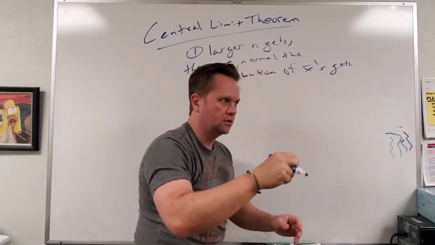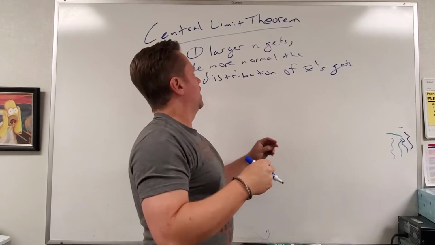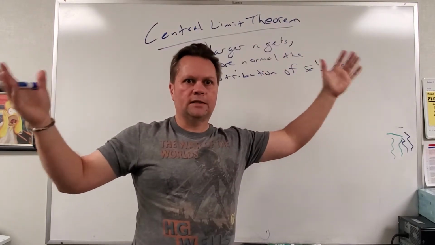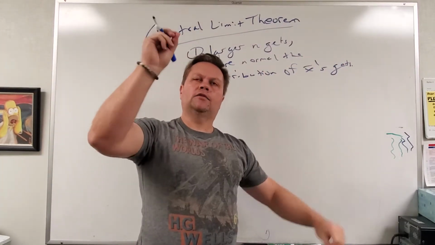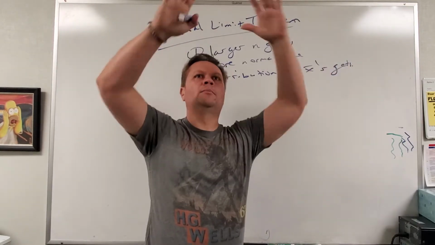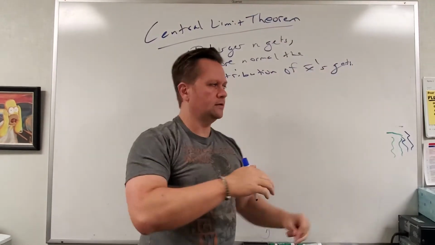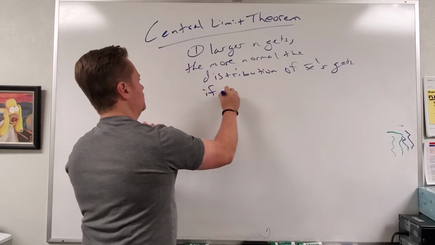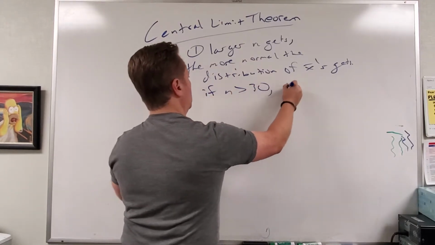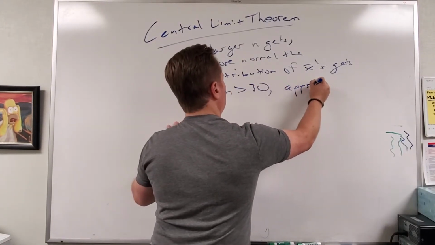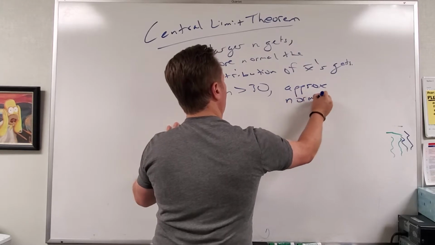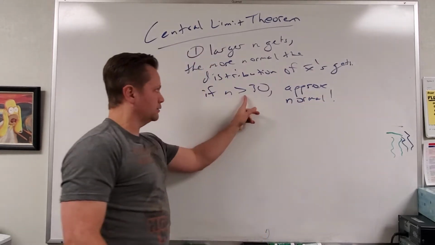So if I take a bunch of sample means, the larger my sample size gets, if I plot each of those means, they'll become more and more normal. And the neat thing is, if n is greater than 30, it is approximately normal no matter what it looked like to begin with. That's really cool.